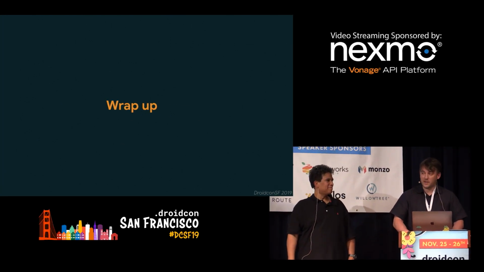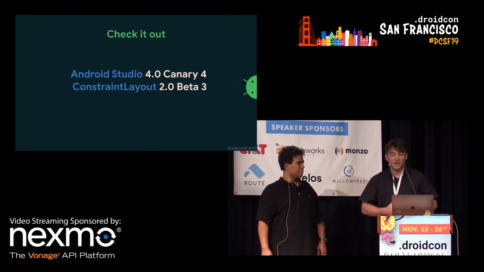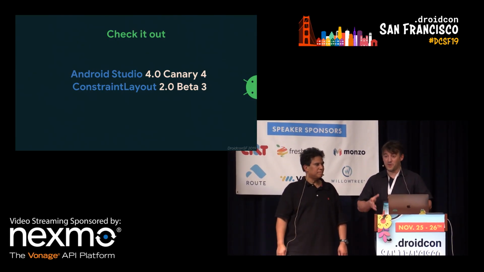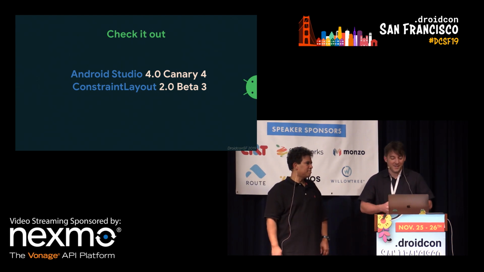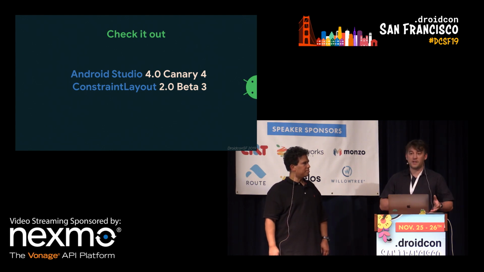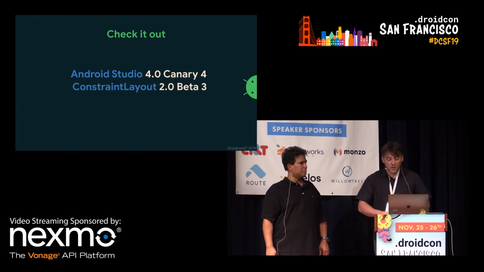And we should have a little time for questions. So if you want to check it out, what can you do? Well, first, you have to go on Android Studio 4.0. We released Canary 4. We're going to release Canary 5 very soon. It's still in active development, so bear with us if you encounter some bugs, and please file them. Right now, you have to use ConstraintLayout 2.0 Beta 3. Previous betas won't work with the motion editor. And we are probably going to have a beta for this week.